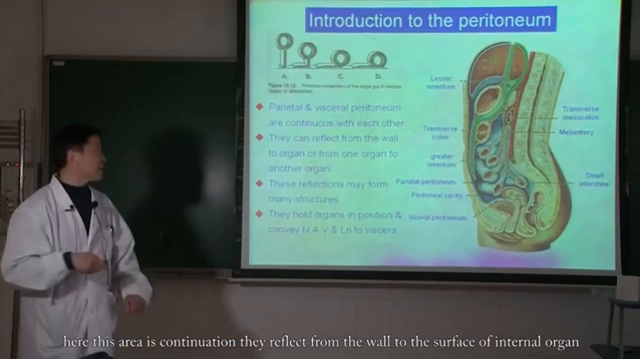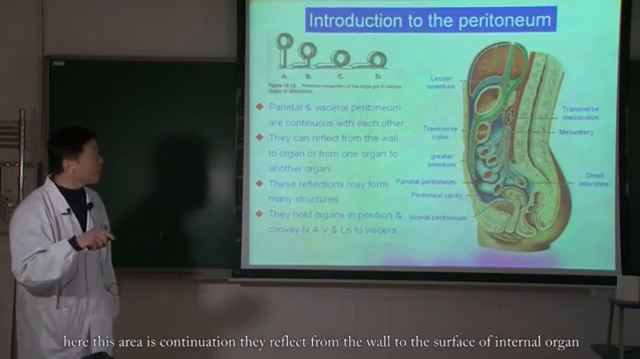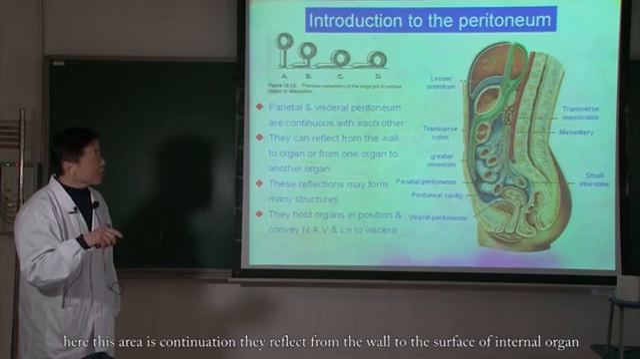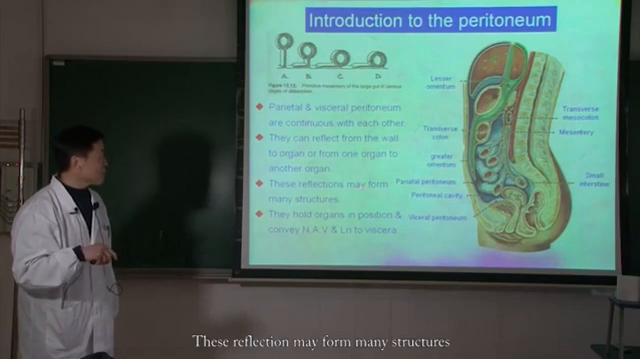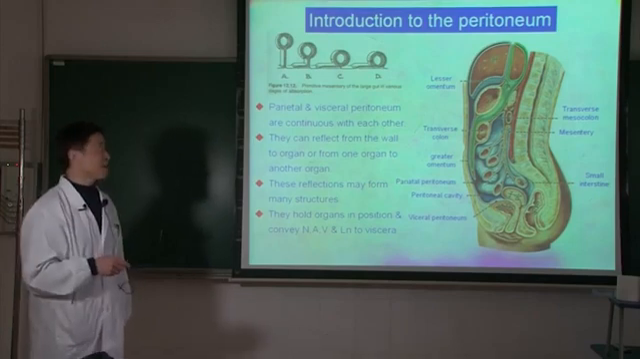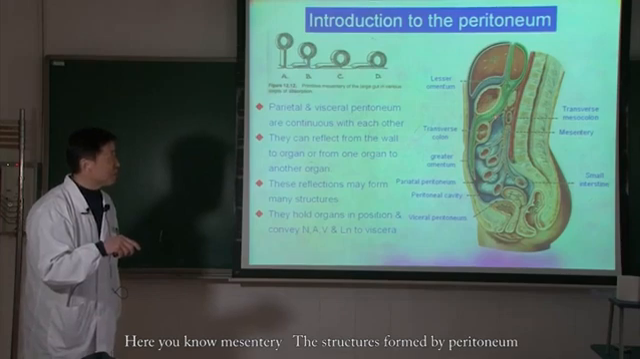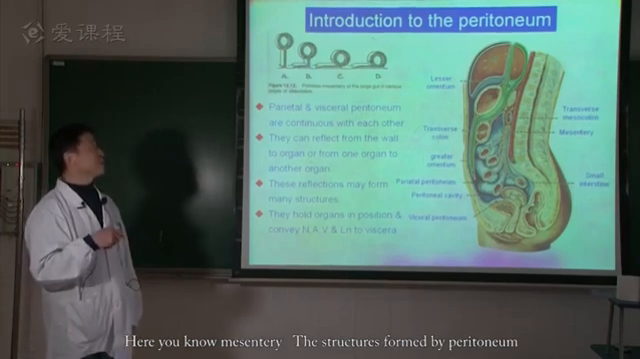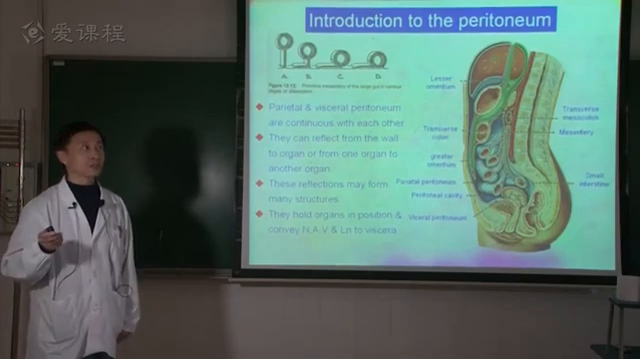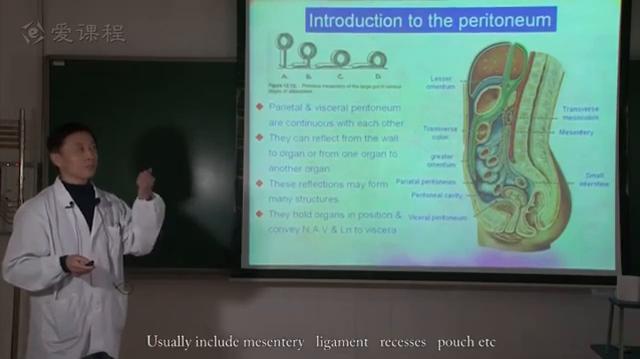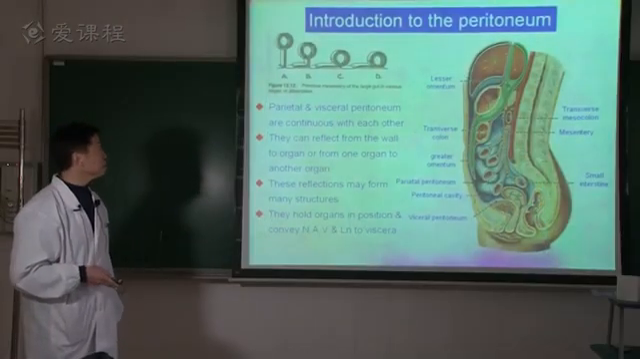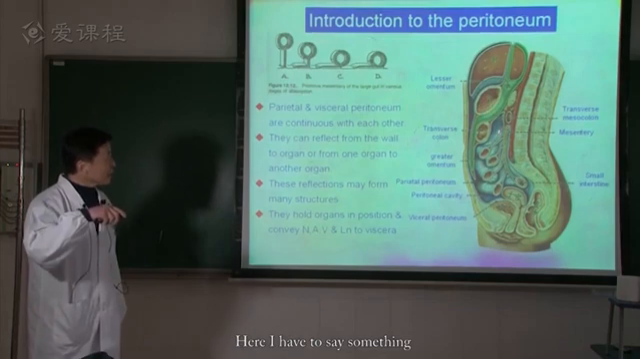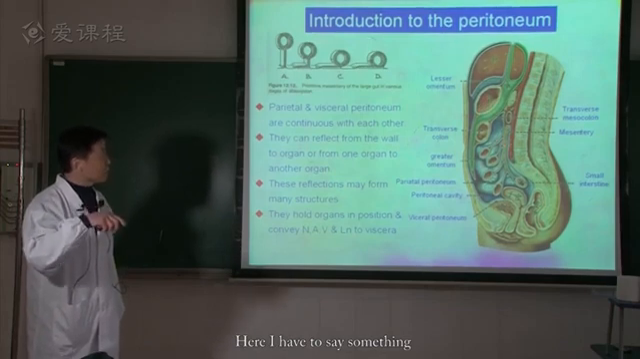They can reflect from the wall to the surface of the internal organ. This reflection may form many structures. Here, you know, the mesentery. The structures formed by the peritoneum usually include the mesentery, ligaments, recesses, pouches, etc. Here, I have to say something.